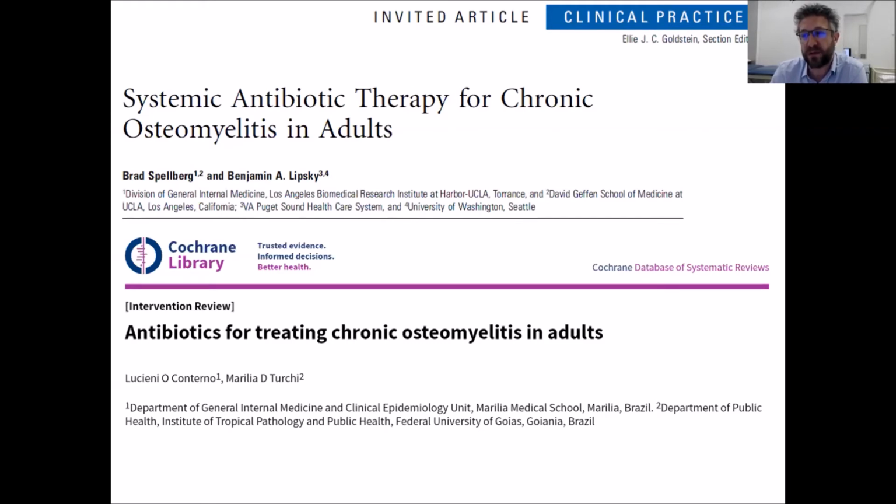Subsequent Cochrane review in 2013 identified only 8 small trials involving a total of 282 participants with chronic osteomyelitis, none of which were high quality and unable to provide any clear rationale for either the correct agent or the duration for treatment.